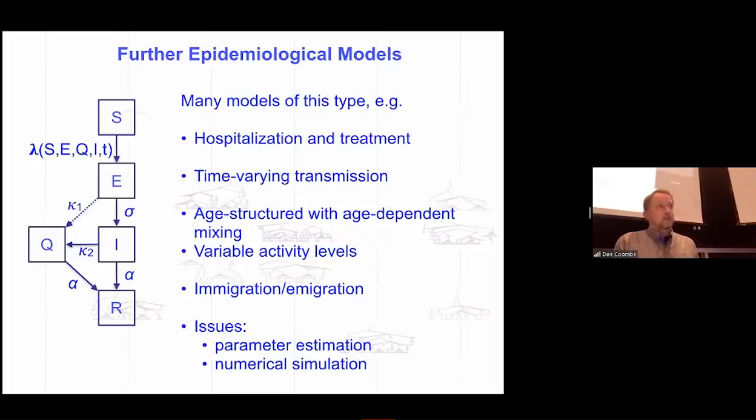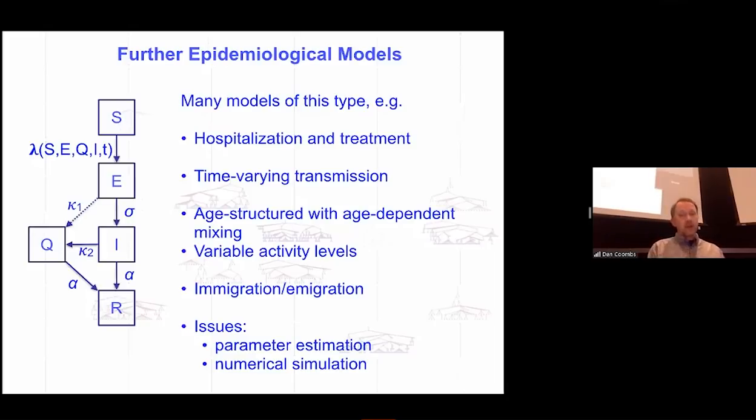One thing that I think is potentially interesting and important for the current epidemic is to have age-structured models with age-dependent mixing. So you can have different age categories within each of the SEIRQ categories themselves. You can have variable activity levels, so some people have way more contacts than other people. You can build all this into different models. And I encourage you to have a look at the flu literature if you want to see people doing this as a serious business. And then immigration and emigration of cases as well.